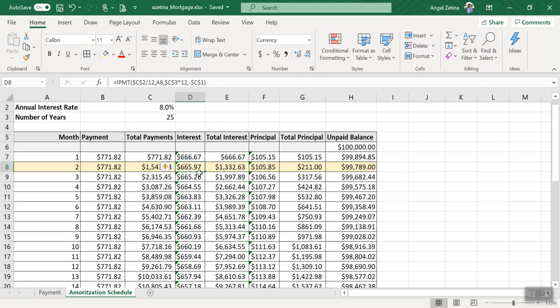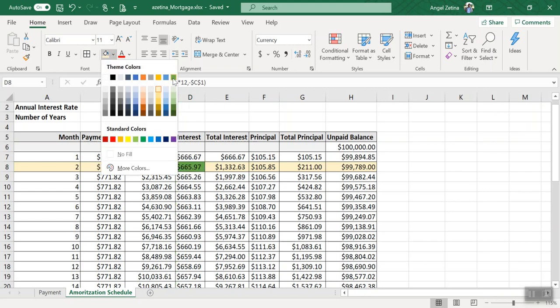Okay, so in terms of interest, how much would you have paid at that point in time? Well, you would have paid the 666 with 67 and the 665 with 97, which gives you a total of 1,332 with 63 cents. Okay, and the total principal repaid would have been the 105.15 and the 105.85 for this month, which leaves you with $99,789 balance.